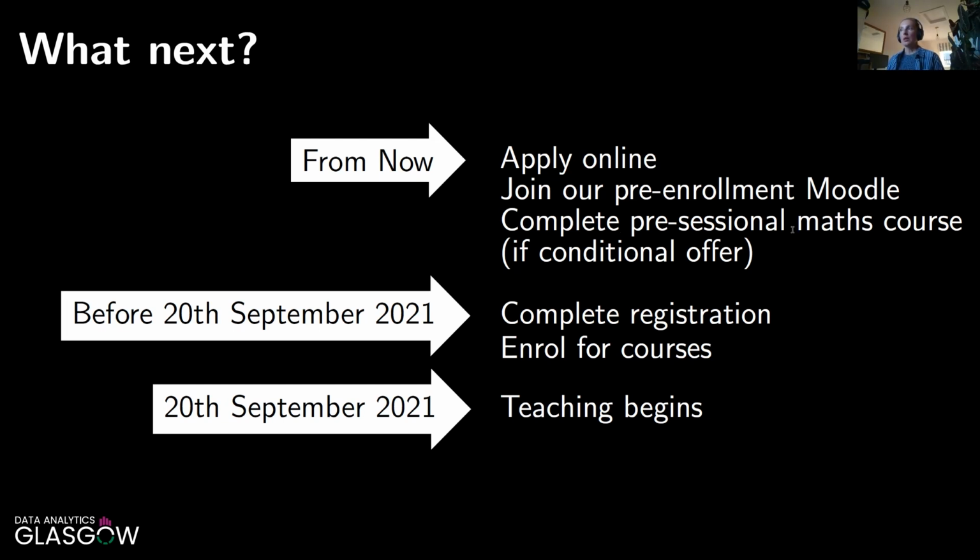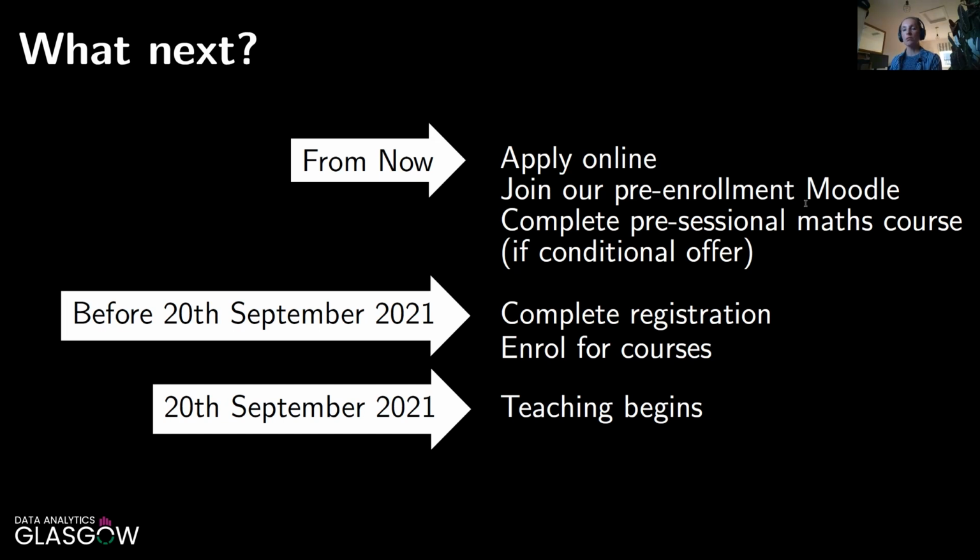In order to take that pre-sessional maths course, you will be asked to join a pre-enrolment Moodle page, which some of you may already be on. All of the maths material is located here, and the test for the pre-sessional maths course is here. So if you have a conditional offer, it's really, really important that you join that pre-enrolment Moodle page. Otherwise, there's no way we'll know, or there's no way you can take the test in order for us to allow you to have an unconditional offer.